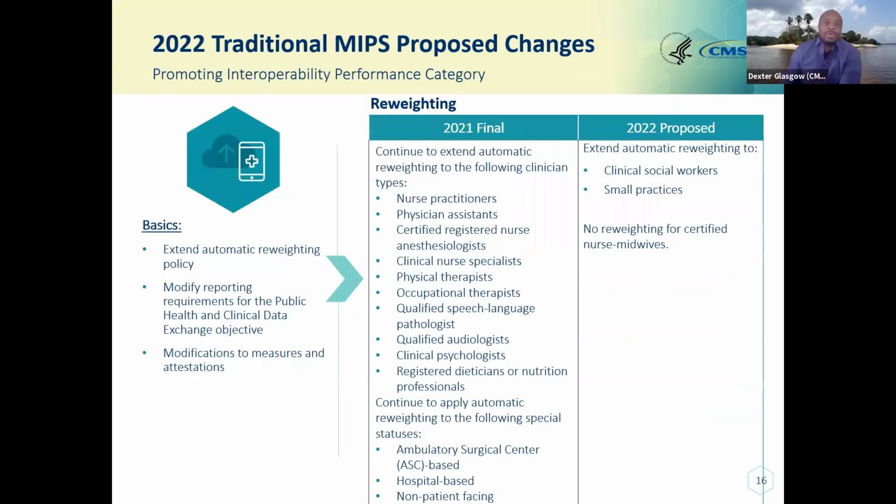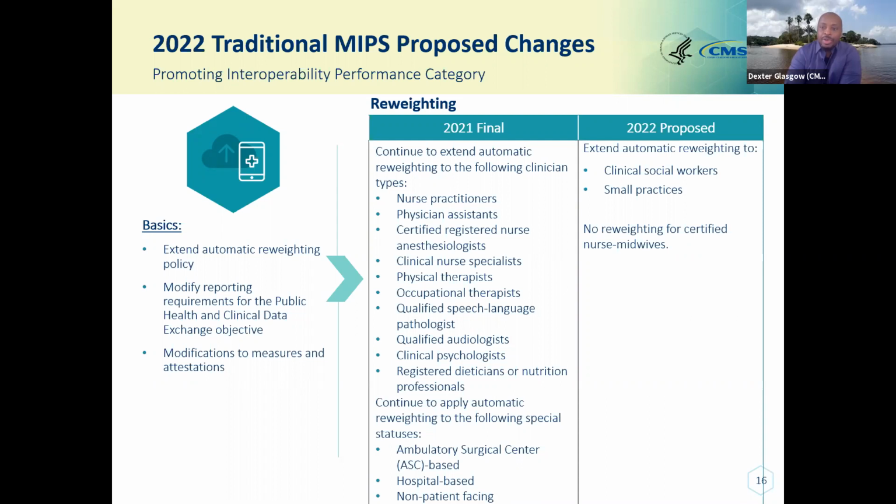Okay. In the promoting interoperability performance category, as you view the central column, we currently reweight all these different clinician types, and we propose to continue and extend that into 2022. We are also proposing to extend the automatic reweighting to clinical social workers. We did not propose to reweight the certified nurse midwives because of their experience with our measures through the Medicaid Promoting Interoperability or EHR incentive program.